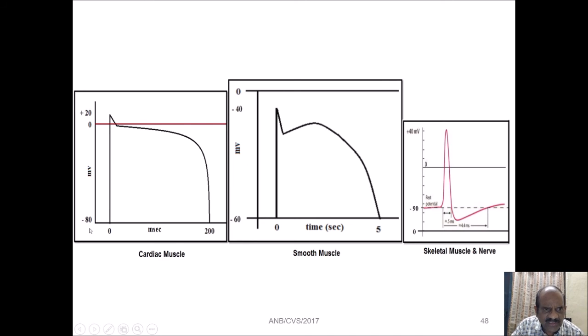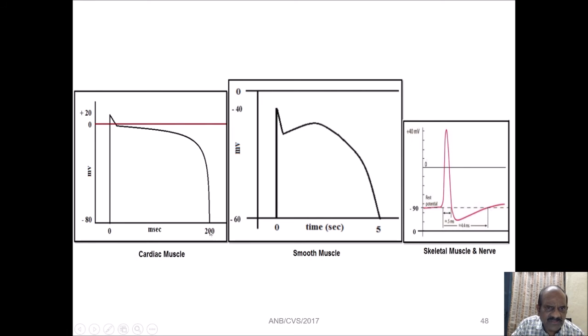Now just observe the change which is occurring here. In the cardiac muscle, the resting membrane potential changes from minus 80 millivolts to approximately plus 20 millivolts. The overall change is about 100 millivolts. And in the case of smooth muscle, what do you observe?